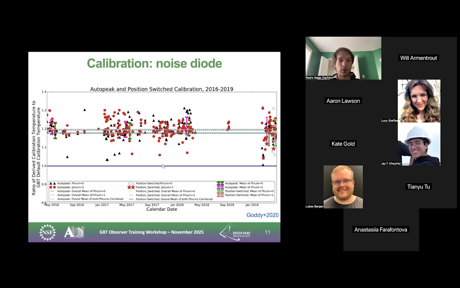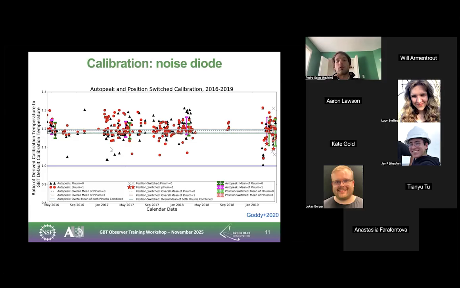Here's another example of this. This is with data from the GBT, where this was a large project that spanned a couple of years, and they compared what was the temperature that the observatory was giving for the noise diode versus what they were measuring, and they arrived at a ratio of roughly 1.2. There's a lot of scatter here, but the data is consistent with being constant with time. So there was a drift, but then it kind of stabilized, but still a 20% difference.